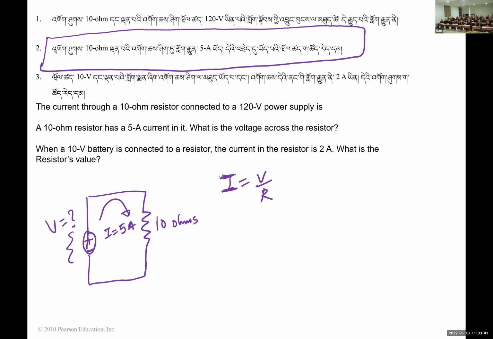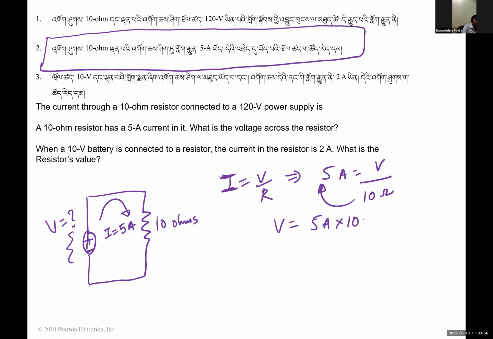50, right. So I is 5 amps. Voltage, we don't know what it is, so we're just going to leave it as V. And resistance is 10 ohms. So you can get voltage to be 5 amps into 10 ohms, and that is 5 times 10, which is 50. And amperes times ohms is volts.